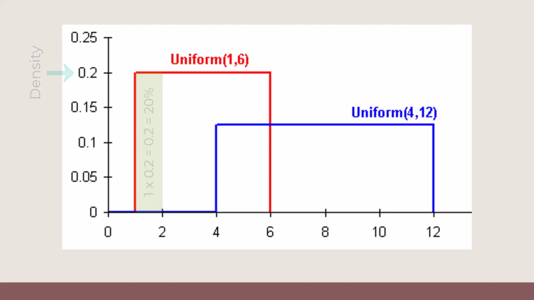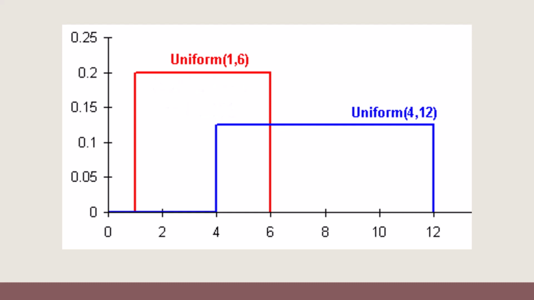Similarly, between 2 and 3, 20%. Between 3 and 4, 20%. This is a uniform distribution. If I take the entire range from 1 to 6, that's 5 units. And 5 times 0.2 is 1, or 100%. Makes sense, doesn't it? 100% of our values are between 1 and 6.